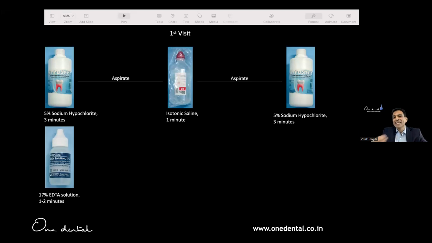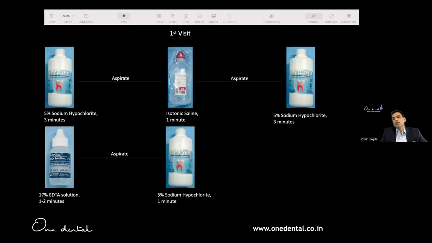What is that? It's an etchant. Earlier, we had these Gluma bonding systems, right? It's an etchant. You put that, again, activate it for 1 to 2 minutes with any mechanical activator, aspirate it, wash it off. Some books have said saline, some books have said hypochlorite. I would say hypochlorite for 1 minute because liquid EDTA is a soap. It's a soapy solution, very sticky solution. Wash it nicely with hypochlorite.